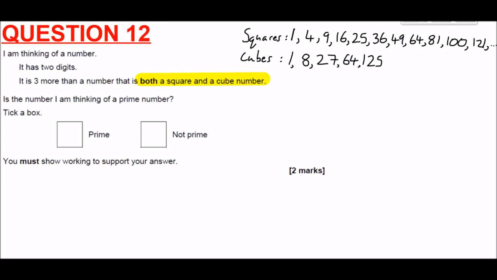So let's just scan both lists, both the square numbers and the cube numbers. Is there any number we can see in each list? Any number that's both square and cube. Hopefully you'll spot that 64 is in each list. For that reason, that shows us that 64 is both square and cube. So I'm just writing that down to be clear. 64 is a square and a cube number.